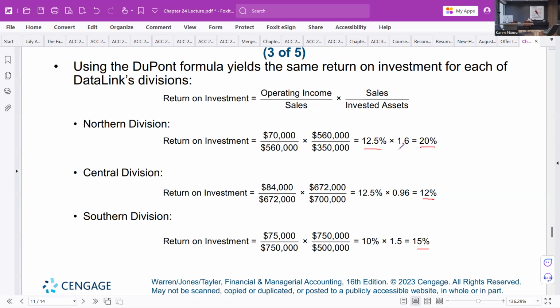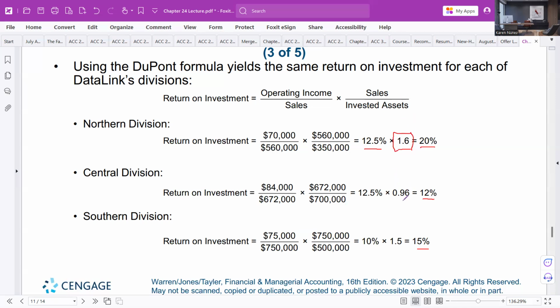And the investment turnover tells us how well we use those invested assets to turn them into sales. So given a dollar invested in assets, we get 1.6 in sales for the Northern Division. So again, the DuPont formula tells us what those two key ingredients are in the ROI calculation. So we know why the Northern Division is performing better than Central and Southern. The Northern is better primarily because of what they're doing here. They are superior in terms of the investment turnover, their ability to turn those invested assets into sales. Again, for every dollar invested in assets, they get 1.6 in sales.